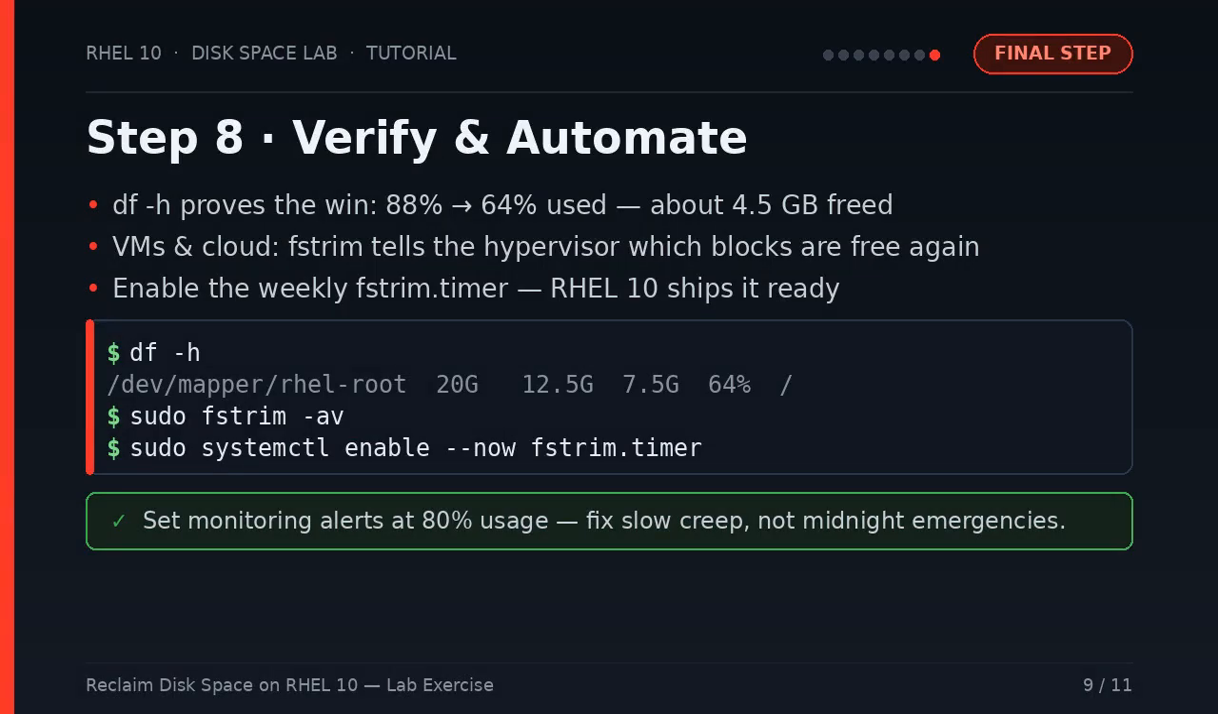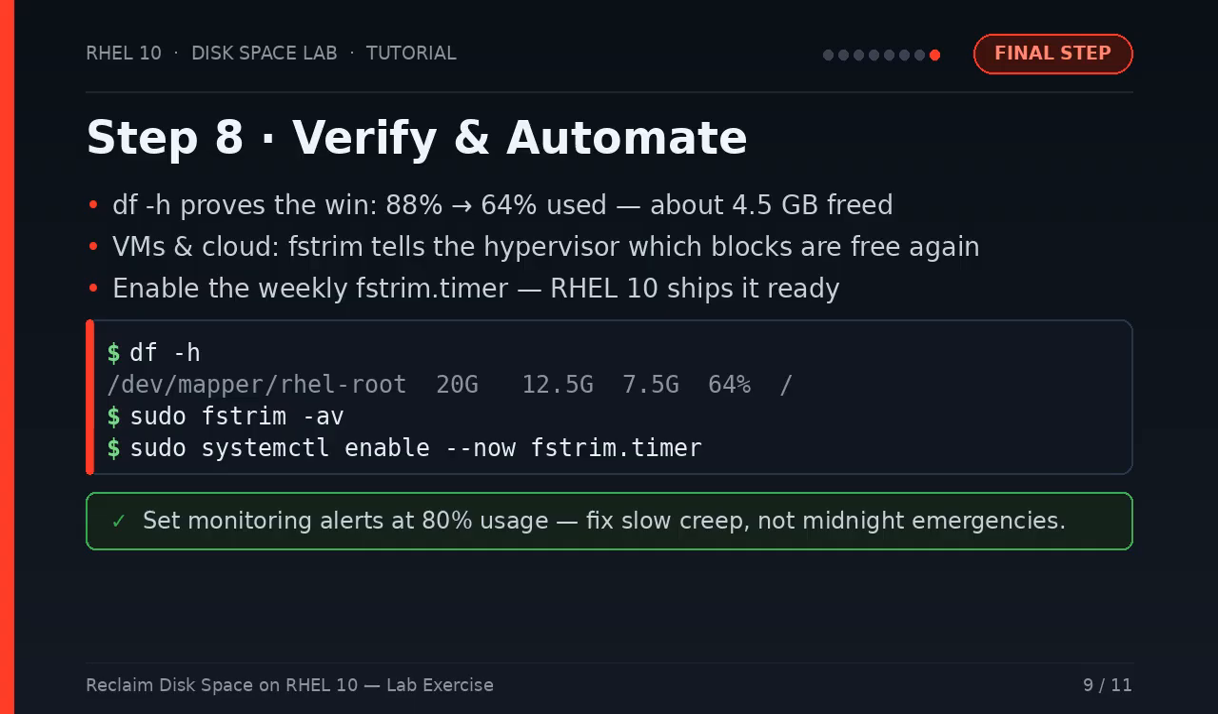Step 8. Verify your results and automate maintenance. First, run df -h again. Compare the used and available values with the numbers you wrote down in step 1. In our lab, usage went from 88% down to 64%. That is about 4.5 gigabytes reclaimed.